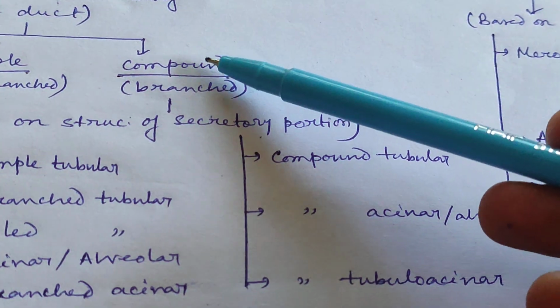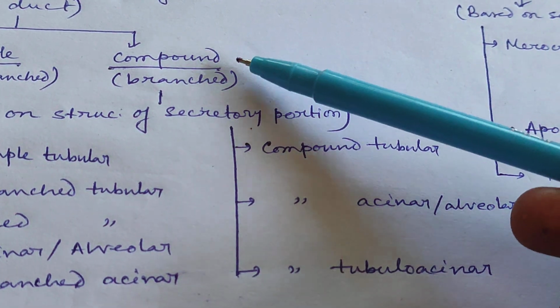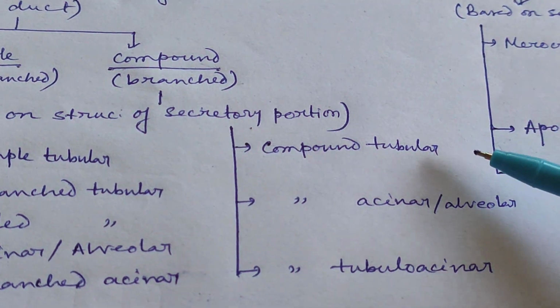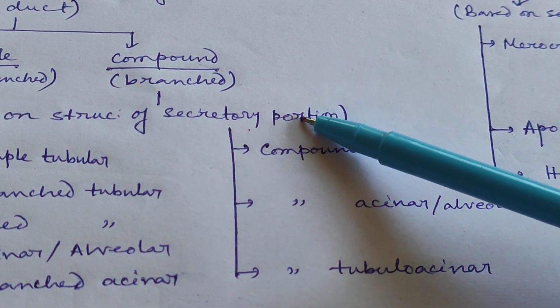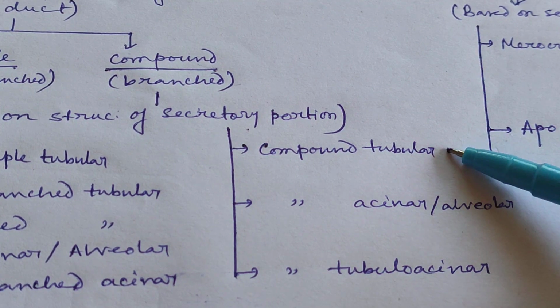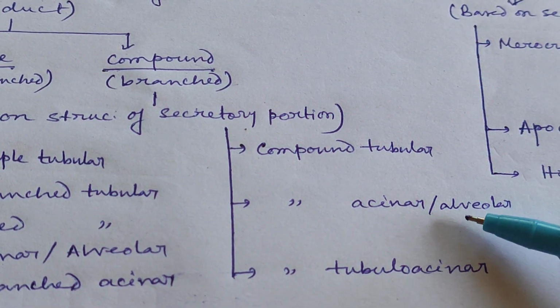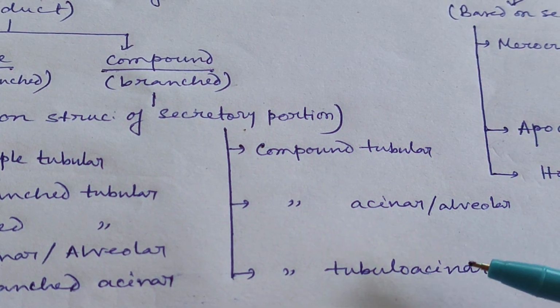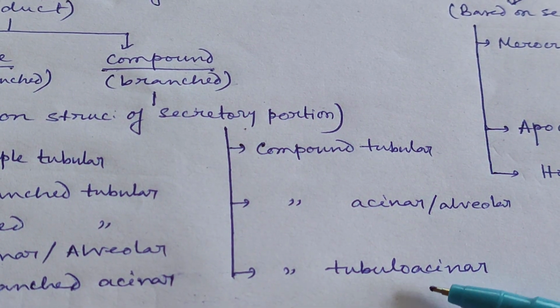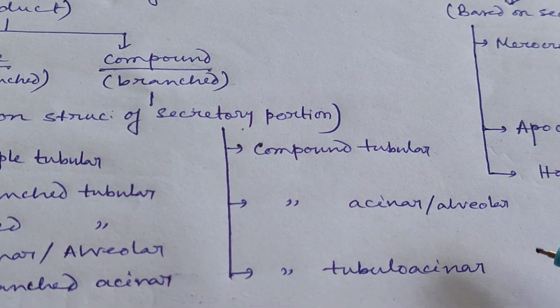On the other hand, the compound glands, that means whose duct is branched, can also be divided into three types based on their secretory portion. If the secretory portion is of tubular type, then we call it compound tubular. If it is of acinar type, then we call it compound acinar or compound alveolar, and if it is of both types, tubular and acinar, then we call it compound tubular acinar.